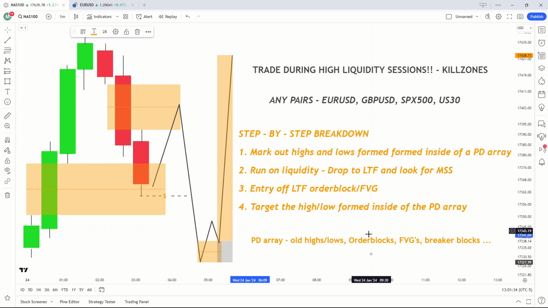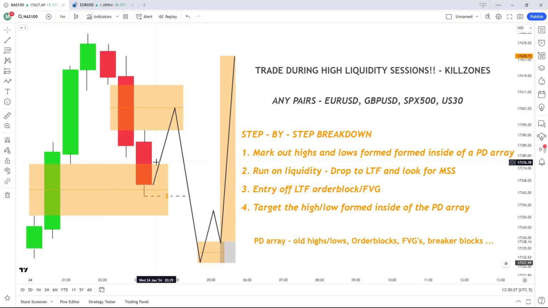Now, what is a PD array? A PD array could be anything of the sort: old highs, old lows, order blocks, fair value gaps, breaker blocks, all inside of a premium and discount array. So that is simply what a PD array is. If you guys would like me to make a video on PD arrays, let me know down in the comments.